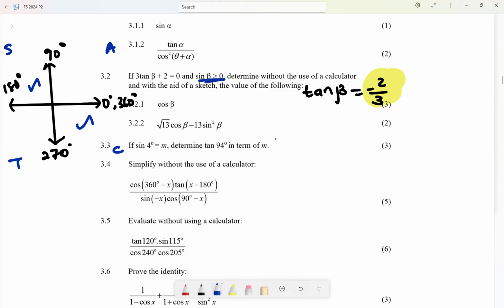Then I check sine beta is greater than 0. When they say sine beta is greater than 0, they just tell you sine beta is positive. So where is sine positive? Remember, sine is positive on this quadrant as well as that quadrant. Which one has two ticks? This one. So whatever you are going to draw will be on that quadrant. I want to believe you're following. So your sketch will be on this quadrant. Let me remove this.